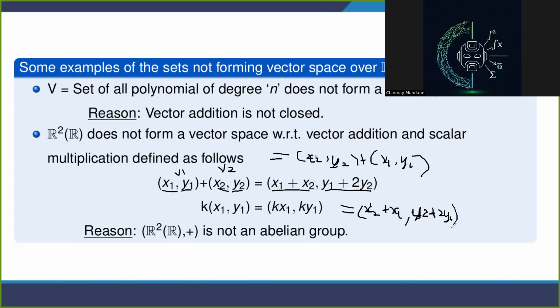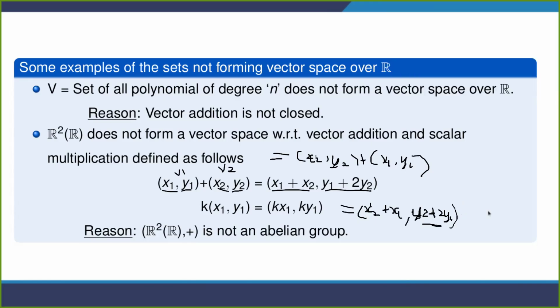Now tell me, do we want this second term, y2 plus 2y1? We don't want it, right? Why don't we want it? Because it does not hold the commutative property, and that's why we can't have that. So that's why R squared with this addition is not an abelian group, because of this nature of it.